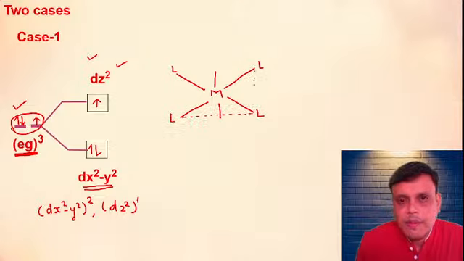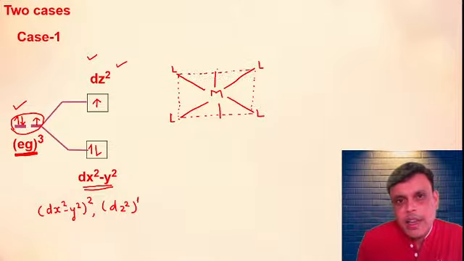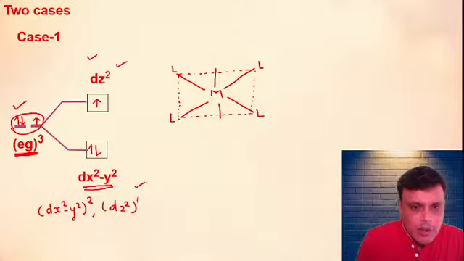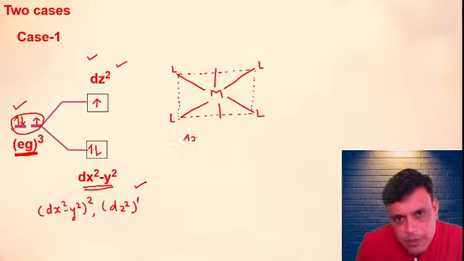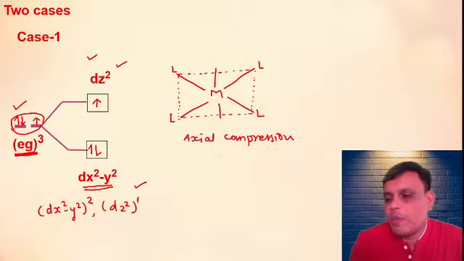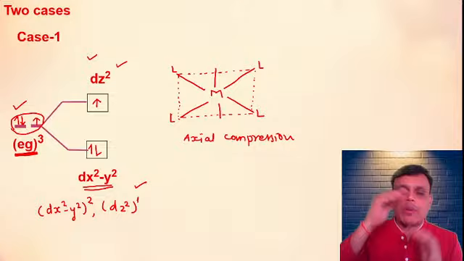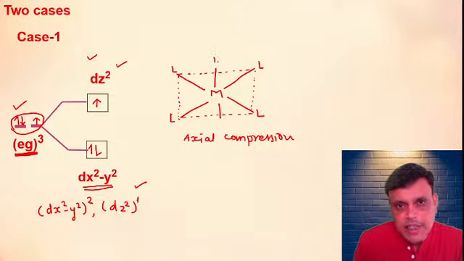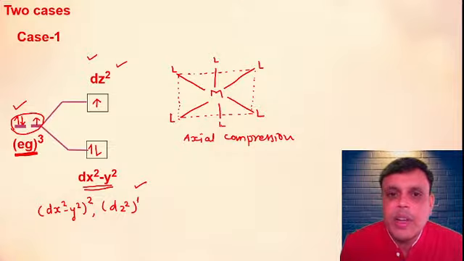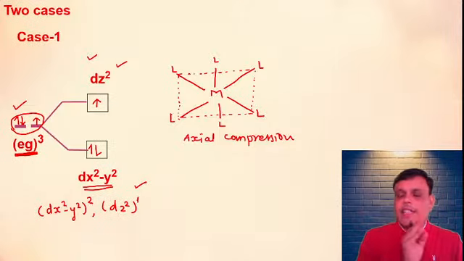When the electronic configuration is dx square minus y square 2 and dz square 1, then axial compression takes place. Why is it called axial compression? Because the axial ligands will get compressed. These axial ligands are there, they will get compressed. So when the electronic configuration is dx square minus y square 2 and dz square 1, then axial compression takes place.